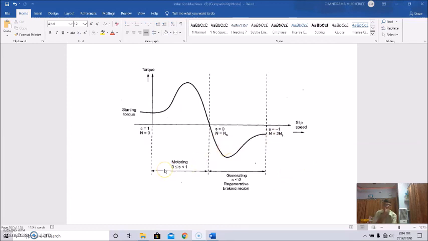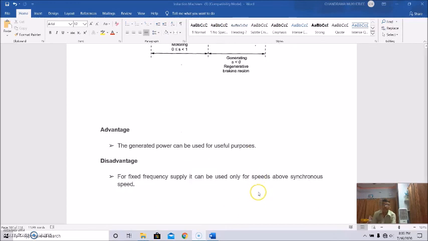In motoring, slip is between 0 and 1, and for generating it is from 0 to negative 1, for speed up to twice the synchronous speed. So S is less than 0, that is negative, for regenerative braking action. The advantage is that this generated power can be used for useful purposes. The disadvantage is that for a fixed frequency supply, it can be used only for speeds above synchronous speed.